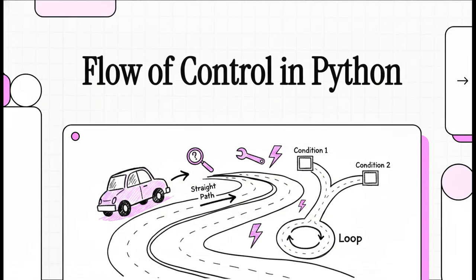So, if you're a CBSE Class 11 Informatics Practices student, or honestly, just anyone looking to nail down the absolute basics of Python programming, you are in the exact right place. Today, we're diving deep into Chapter 5, Flow of Control.